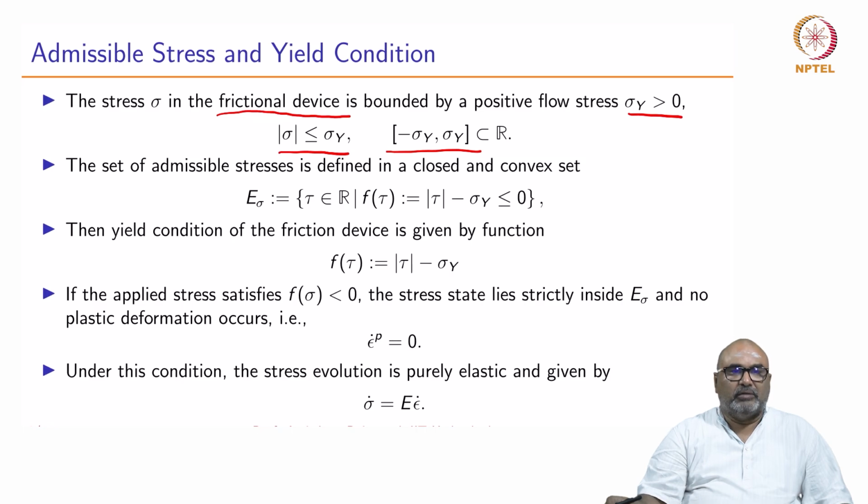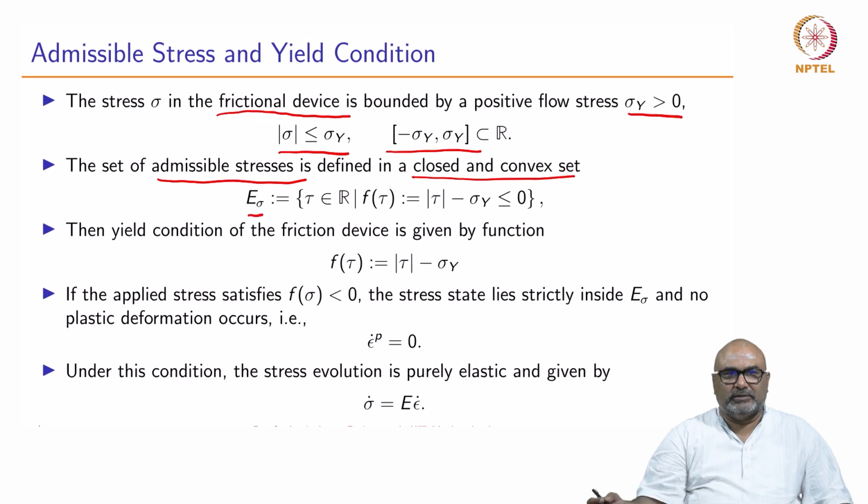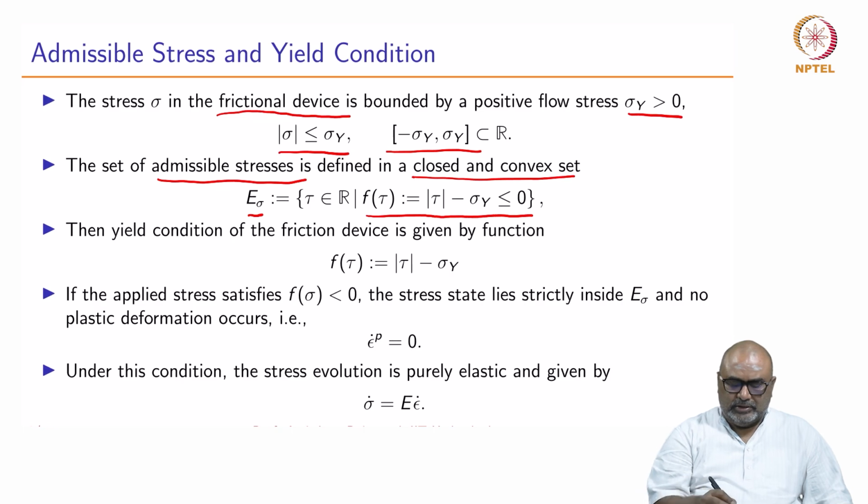So, the stress sigma must be less than or equal to sigma y. So, the set of admissible stresses is now defined by a closed and convex set, which is denoted as E sigma and is defined as f of tau such that f of tau, the absolute value of tau minus sigma y, is less than or equal to 0. That defines the set of admissible stresses, and f of tau is called the yield criteria or the yield condition of the frictional device.